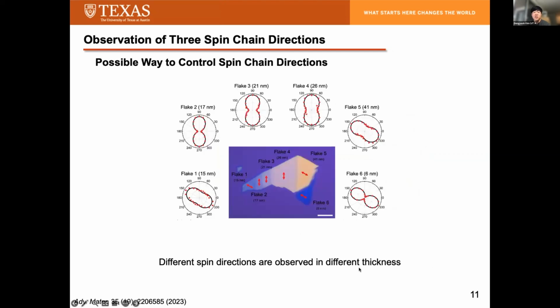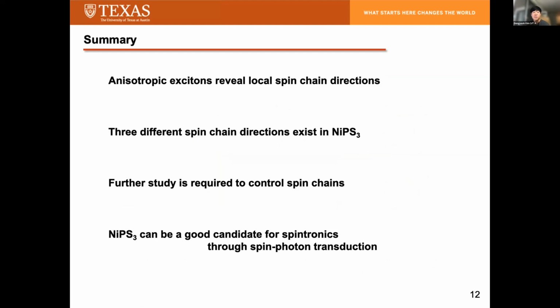But to get more intuition about controlling this spin chain direction, we also prepared stair-shaped samples. When we measured the polar map of each of the steps, we observed that within the same thickness, we saw one spin chain direction, but at different thicknesses, we saw the spin chain direction actually changed. We don't know the reason, but at least we have a hint that if you want to control the spin chain directions in this nickel PS3, the hint is the thickness of the sample.